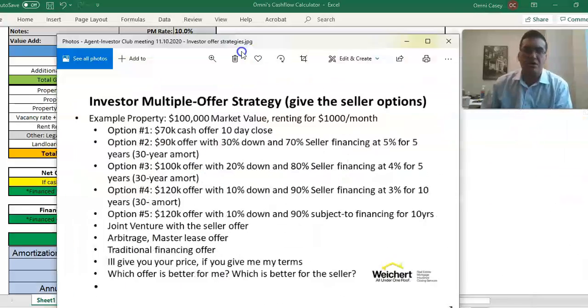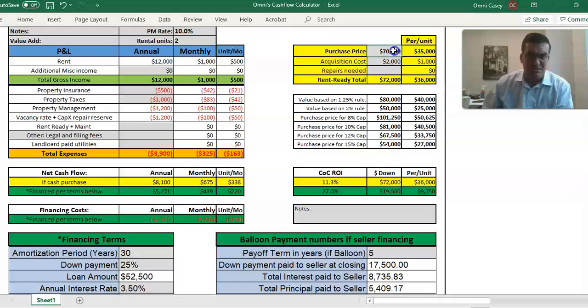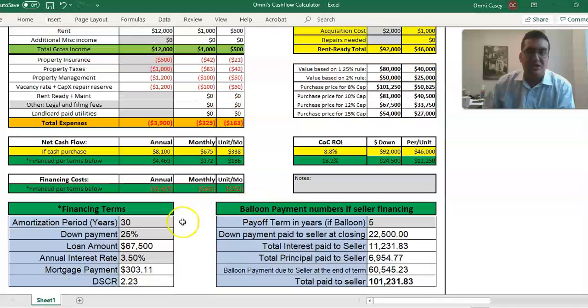Let's look at option number 2. $90,000 offer with 30% down, 70% seller financing, 5% interest for 5 years. Let's see what that looks like. So now we're going to take this up to $90,000. Your closing costs, acquisition cost stays fairly low because you don't have a traditional lender involved. So that's good. 30% down at 5% interest with the 5-year balloon payment. So what did that do for us? Let's make sure that's exactly what the offer was.